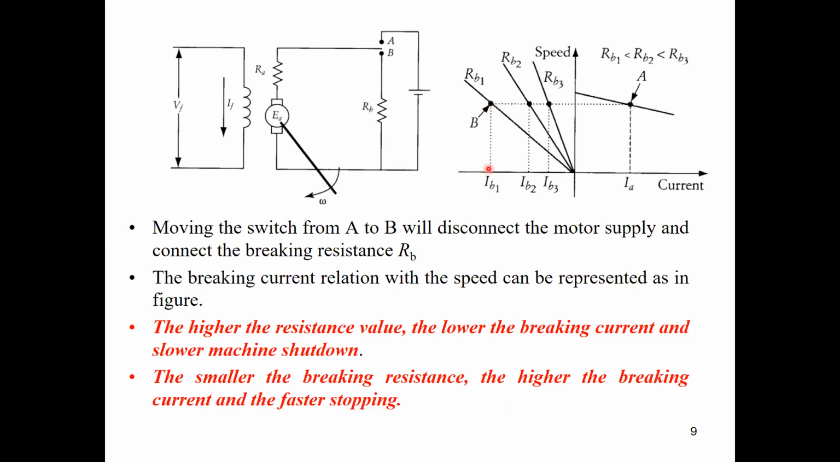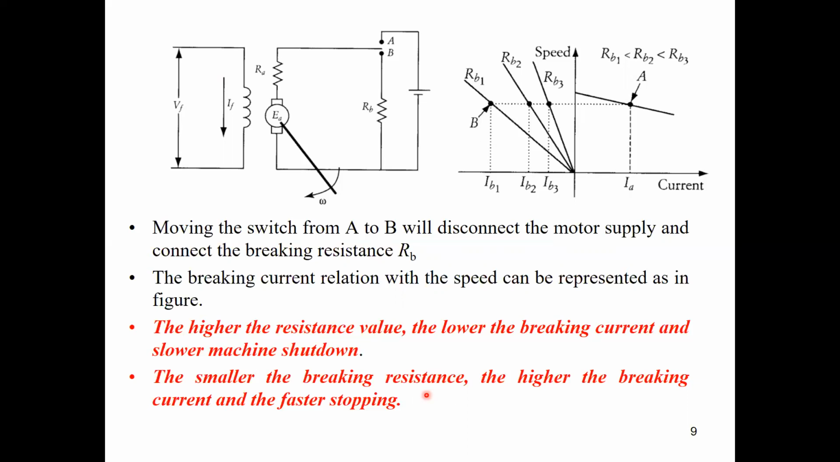And this will stop the machine faster because the copper losses will be high, which means the energy consumption will be high and the stored energy will be dissipated faster. However, if you add a high value of resistance, the current will be small, the dissipation rate will be small, and the stopping time will be high. So we can conclude that the higher the resistance value, the lower the braking current and the slower the machine shutdown. And oppositely, the smaller the braking resistance, the higher the braking current and the faster the stopping. Right?